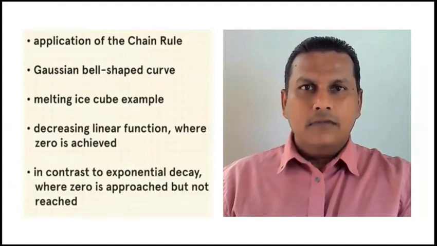In the second example, we performed a detailed analysis of a melting ice cube. We used the chain rule to connect together different aspects of the problem expressed in terms of derivatives. We obtained a model in which the main measure, the width of the cube, becomes a decreasing linear function so that the cube disappears completely. This is in contrast to exponential decay models, where the value of the function decreases and gets arbitrarily close to 0, but does not actually reach zero.